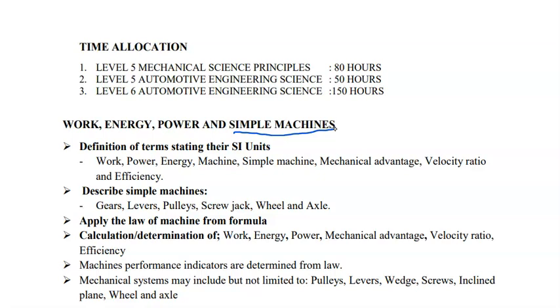So in level 5 it's called mechanical science principles. Automotive is called automotive engineering science. Those are the names you are able to see here. Then level 6 is also called automotive engineering science. Then number 4 here is also done in agricultural engineering. Level 6 you'll also find a number of them.